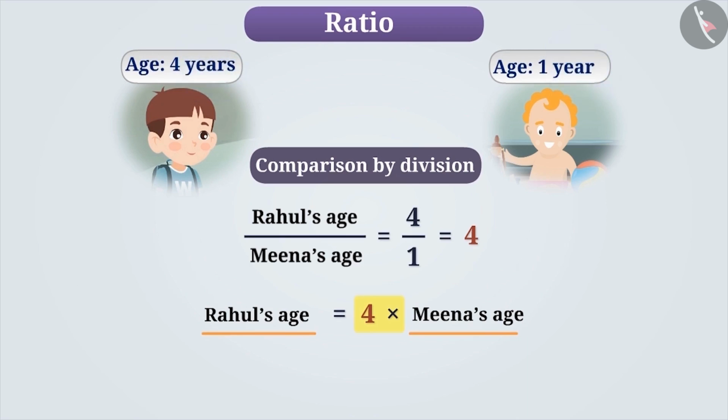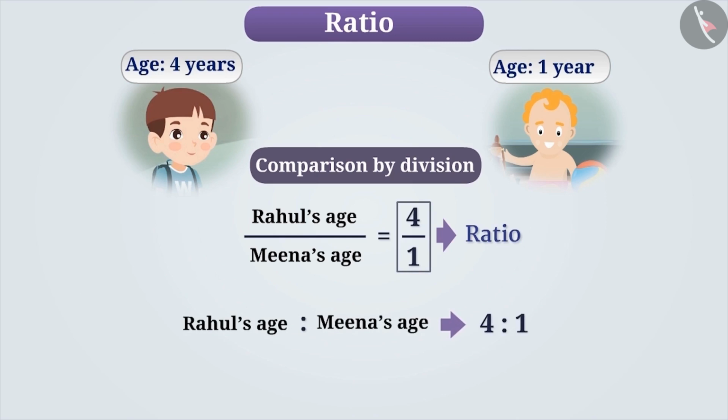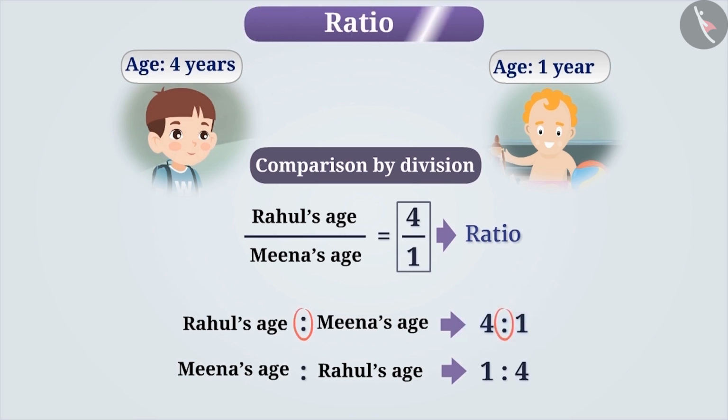In this example, year is used as the unit of age. We can say that the units of both the quantities are same. When units of two quantities are the same, then the comparison by division is known as ratio. Therefore, Rahul's age to Meena's age using the comparison by division is a ratio which is represented by 4:1. Similarly, we can say that the ratio of Meena's age to Rahul's age is 1:4. We denote ratio by the symbol colon to compare two quantities.